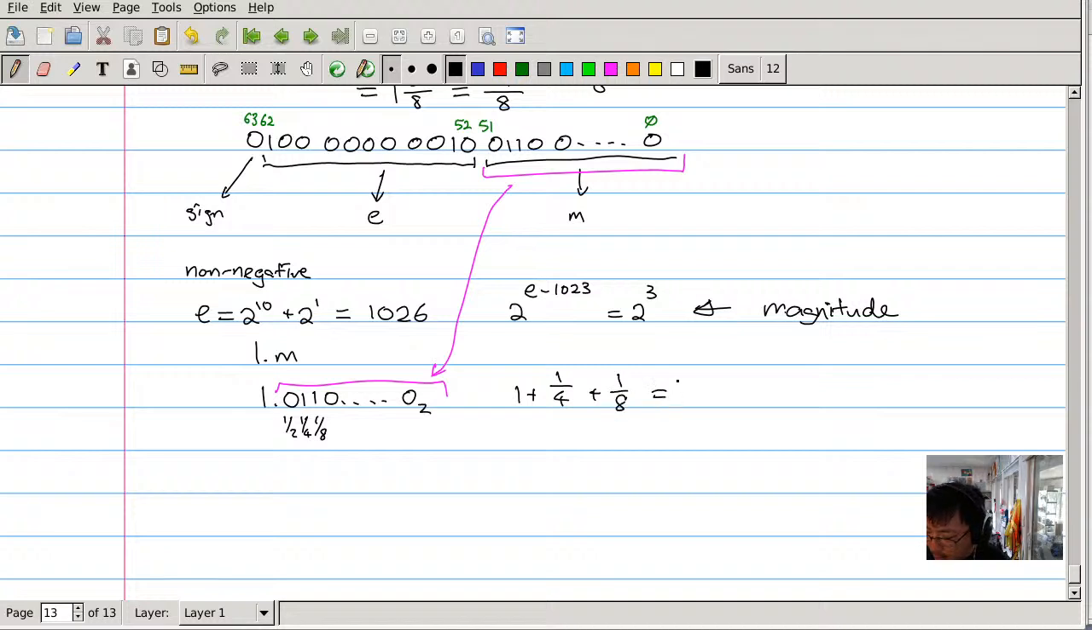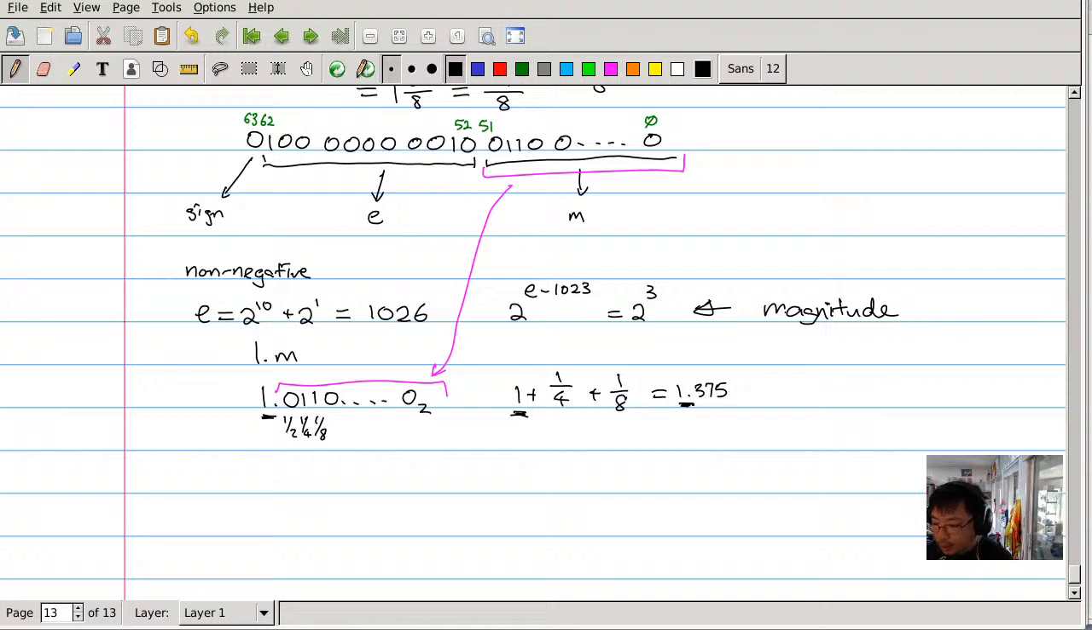And this time I'm going to call it a different name. I'm going to call this one 1.375 in base 10, because 1/4 is a quarter, 1/8 is 0.125. So when you add up those two, we get 0.375. But the 1 point over here is non-negotiable, so it is always going to be there.